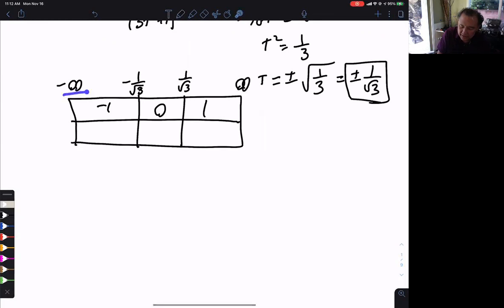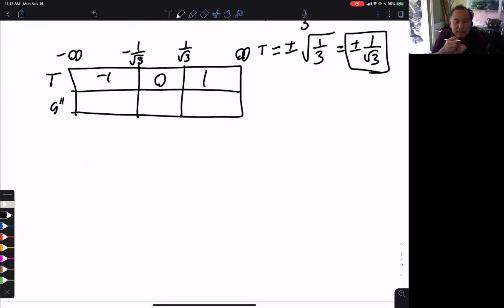So you should see this as a number line going from -infinity to infinity with 2 points posted. This is 1 point between. 3 regions have been created. So this is going to be my time t, and this is going to be my second derivative of g.